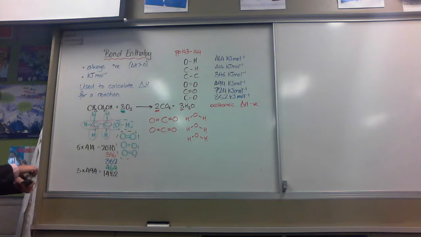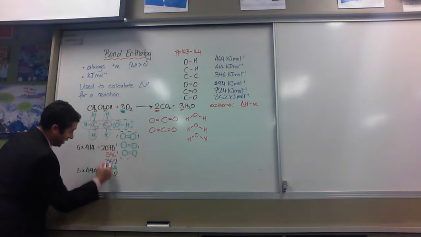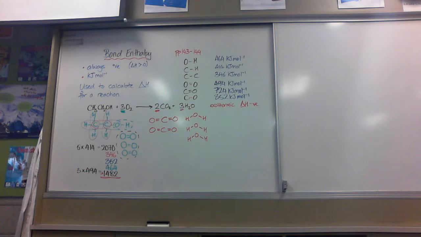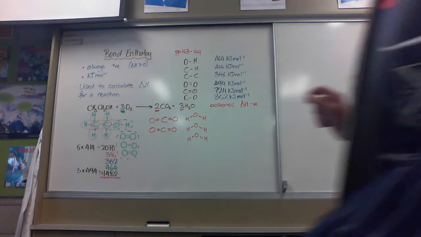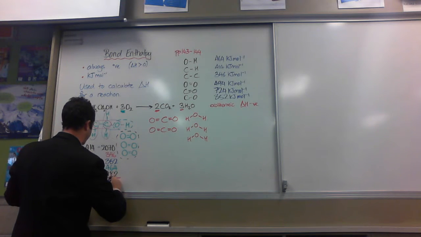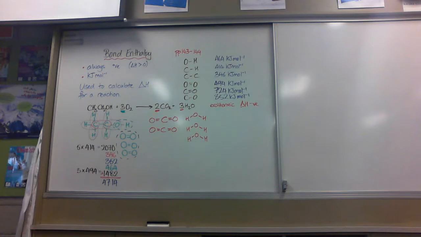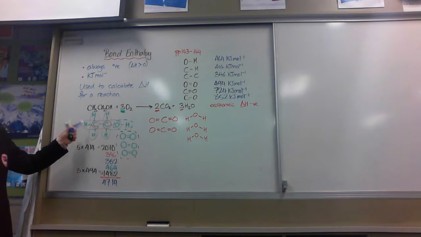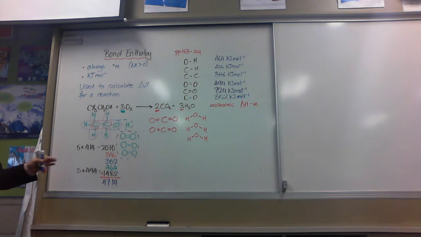Now I'm going to do some really simple maths. I'm going to add all of those up, please, and you get a value. So 2070 plus 346 plus 352 plus 464 plus 1482 equals 4,714. Say it again for me, please. 4,714. Great. Okay, that's how many kilojoules per mole of bonds we've had to smash apart, break, for this reaction to occur.